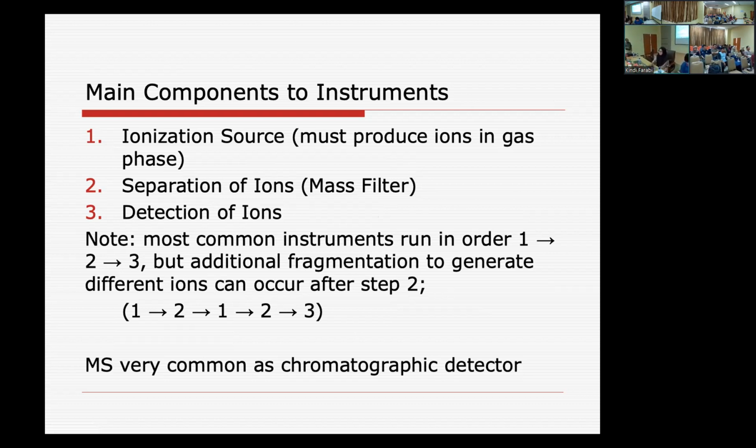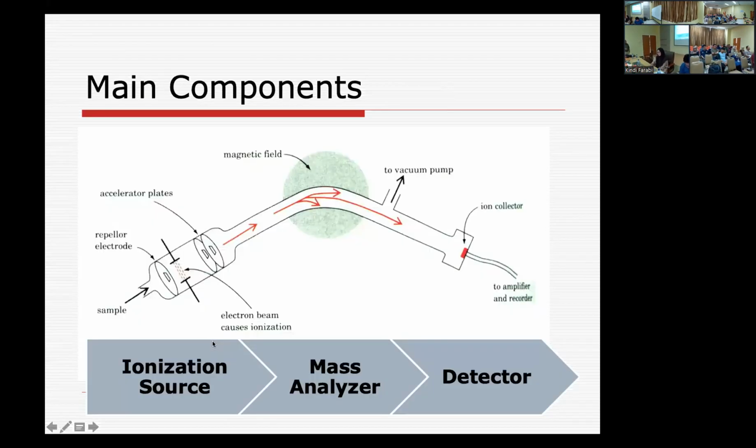Tadi kuliah sebelumnya sudah menjelaskan bagaimana bentuk ion trap, itu bentuk yang lain dari mass spektrometri. Jadi ada modifikasi yang umum 1, 2, 3, tetapi dari tahap yang kedua ini ada modifikasi lagi. Kemudian MS ini umumnya kita gunakan sebagai detektor suatu kromatografi. Selanjutnya, ini adalah main komponennya.